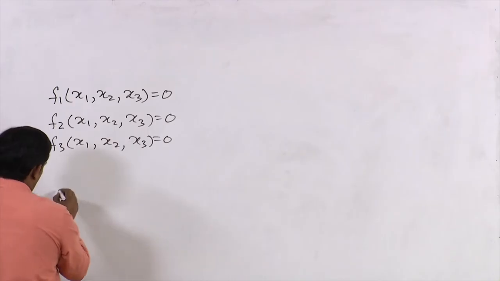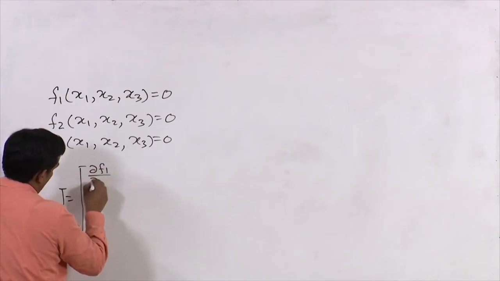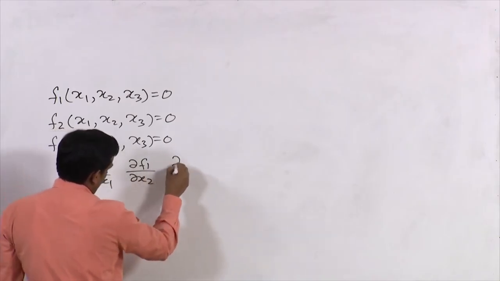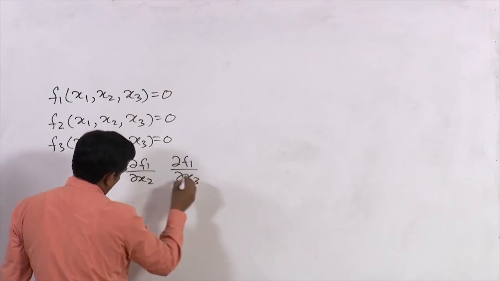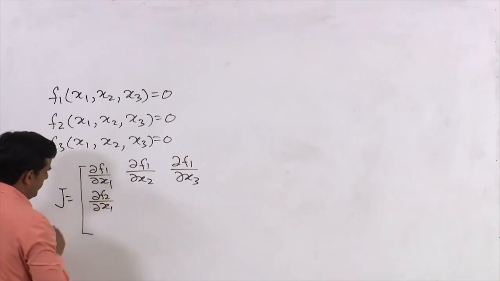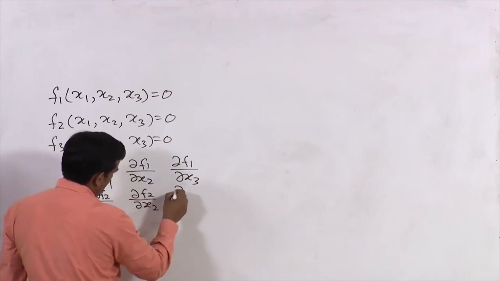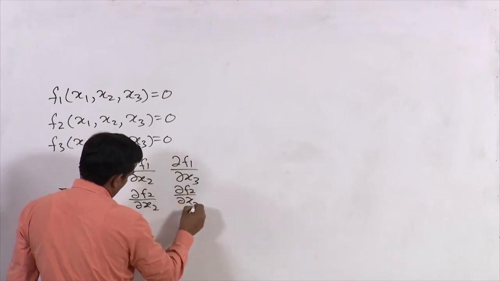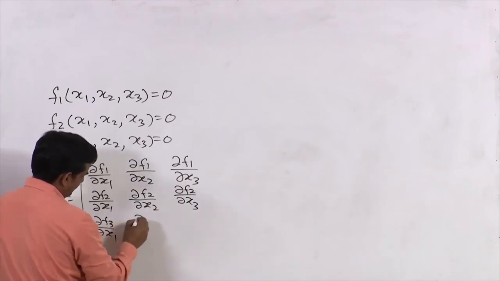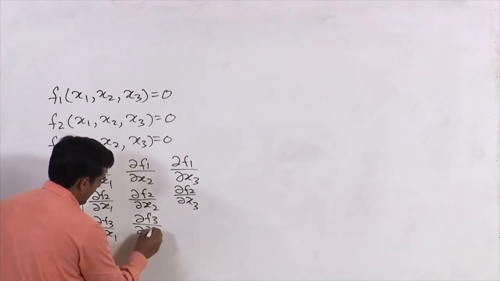Now, the Jacobian matrix will be a 3 by 3 matrix, which has ∂f1/∂x1, then ∂f1/∂x2, and ∂f1/∂x3. In the same way, in the second row we have function f2, so ∂f2/∂x1, ∂f2/∂x2, and then ∂f2/∂x3. In the final row we have function f3, that is the partial derivatives of f3 with respect to x1, x2 and x3.